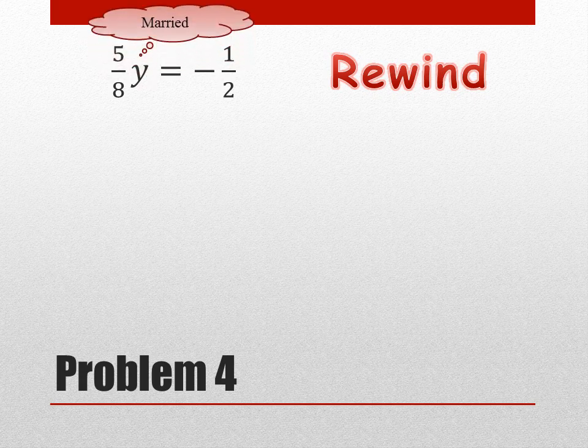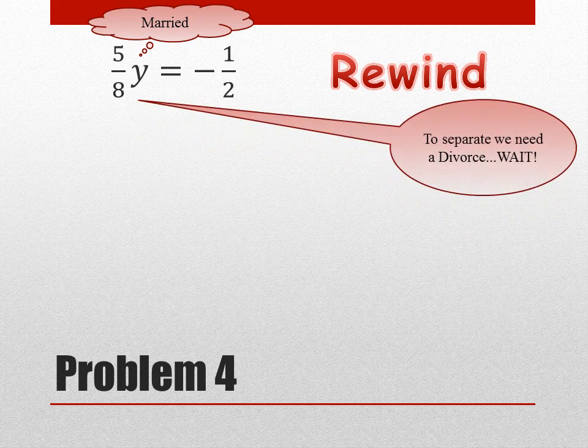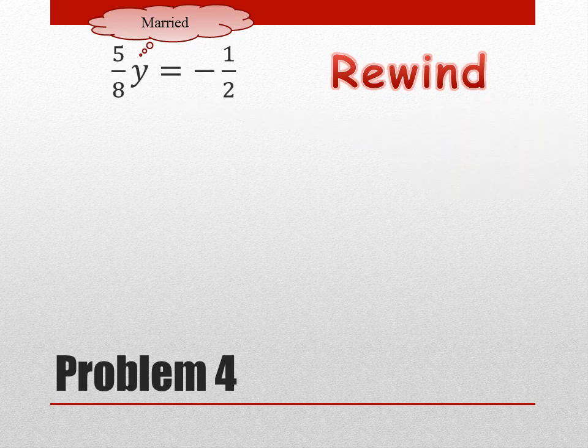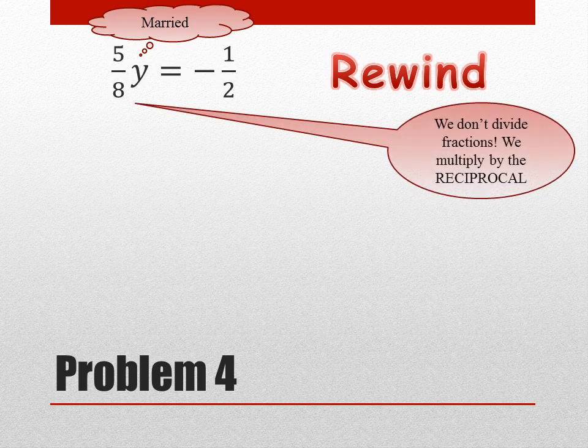And the opposite, or they're married, and the opposite of that is, unfortunately, we got to separate them. We need a divorce. But wait, we do not divorce or divide fractions. We never divide fractions. We multiply by what's called the reciprocal. And the reciprocal is simply when you take the top number, put it on the bottom, take the bottom number, and put it on the top, and you multiply it by that. This is the rewind stage when we're dealing with fractions.